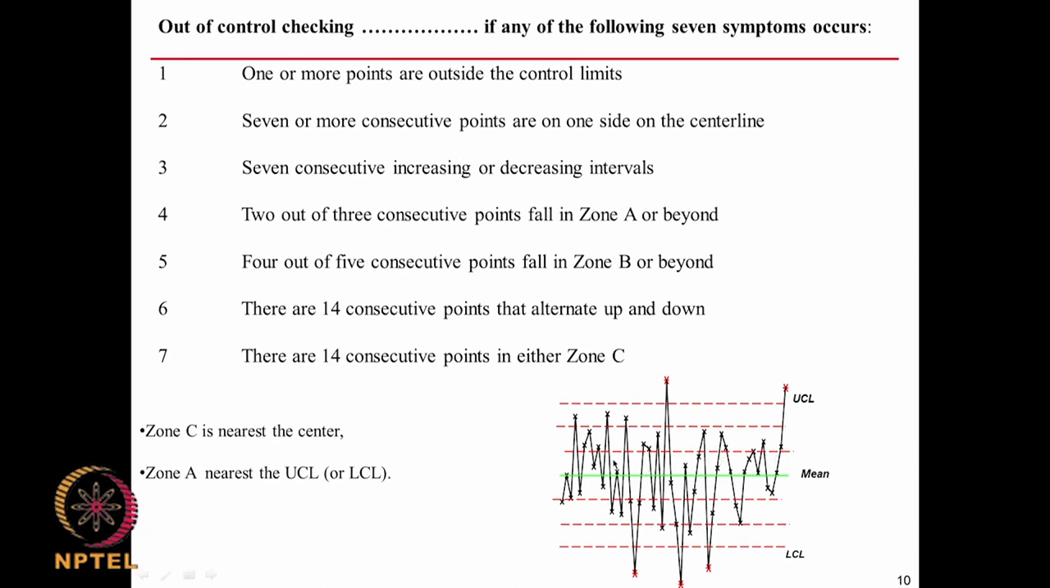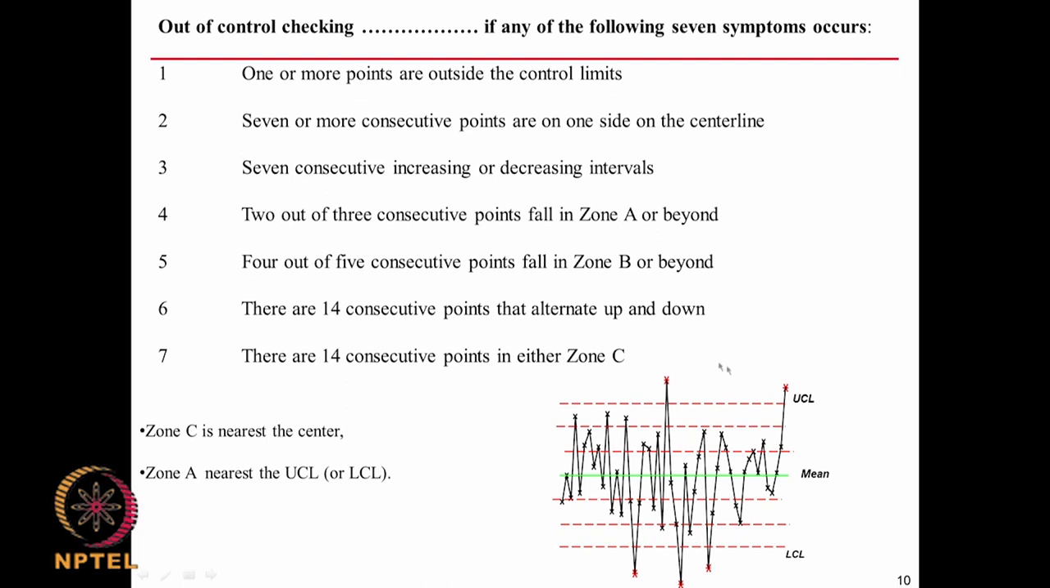Understand? So, obviously what it means is if there are too many consecutive points in one zone, that means the data is not moving randomly. A random cause will always have data points going up and down. Okay. So, only if there is an assignable cause, there will be a pattern. So, these are the patterns. You may ask why 7, why not 6, why not 8? Yes, but these are just taken as a rule of thumb. So, you don't have to question that.